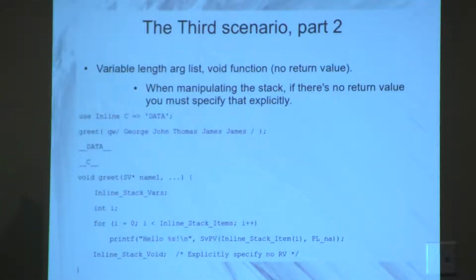And then the third scenario, part 2, variable length argument list and a function that returns nothing. So here we're reading through our incoming arguments, and then we have to tell Perl that we want to return nothing from this function, explicitly specifying no return value.